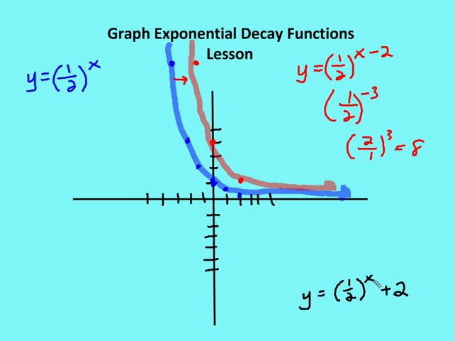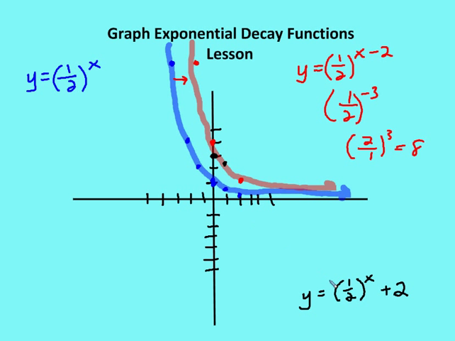So now let's test a point. Let's test 0 for x. If we test 0 for x, we get 1/2 to the 0 is equal to 1. 1 plus 2 is equal to 3. So at 0, my graph is at 3. All right, let's test a point 1 for x. 1/2 to the 1 is 1/2. 1/2 plus 2 is 2 and 1/2. So here I have 2 and 1/2.